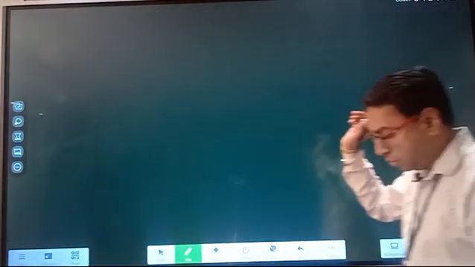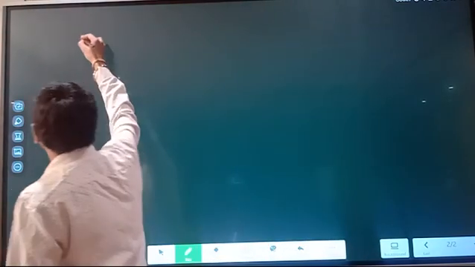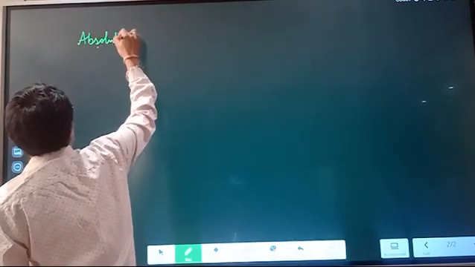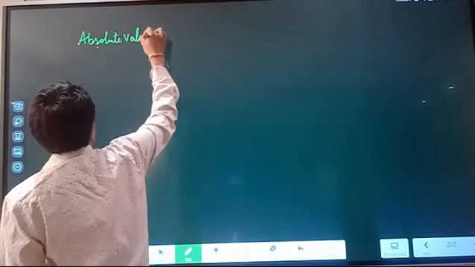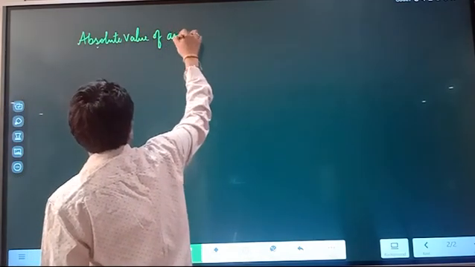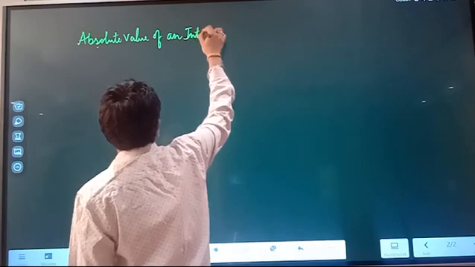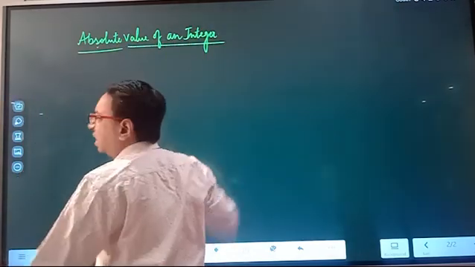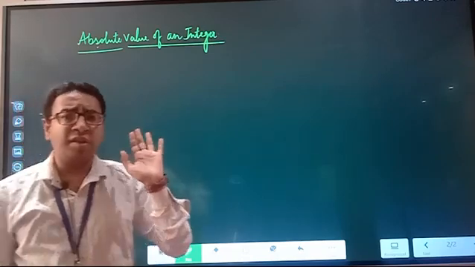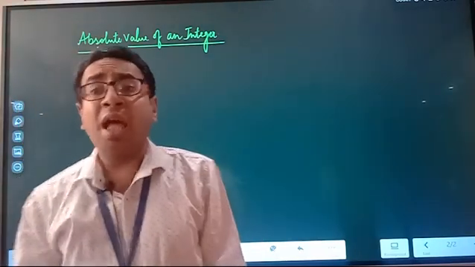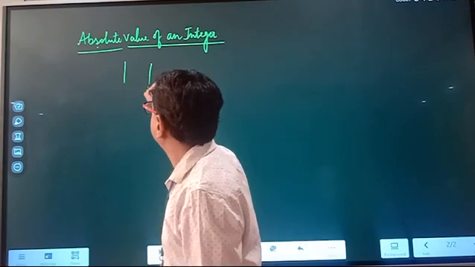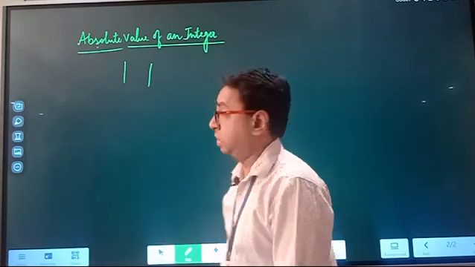Next, one of the important topics. Again, we'll be talking about the absolute value of an integer. What do you mean by absolute? It means the exact value. Absolutely correct means exactly correct. Absolute value. How do we represent it? In these 2 vertical bars we represent absolute value.